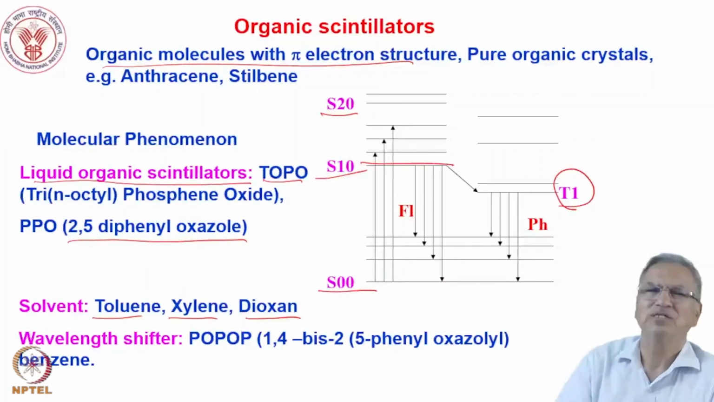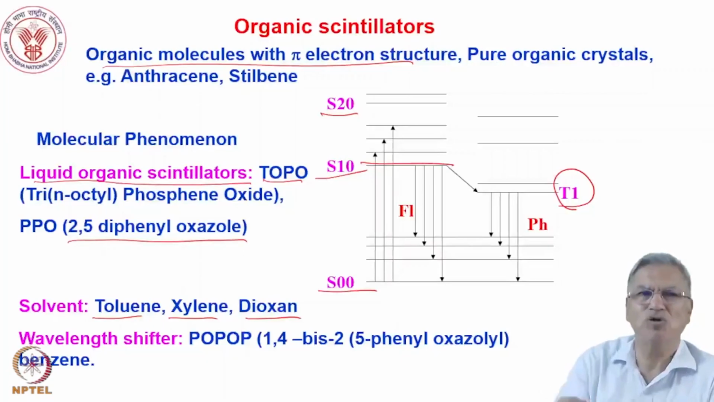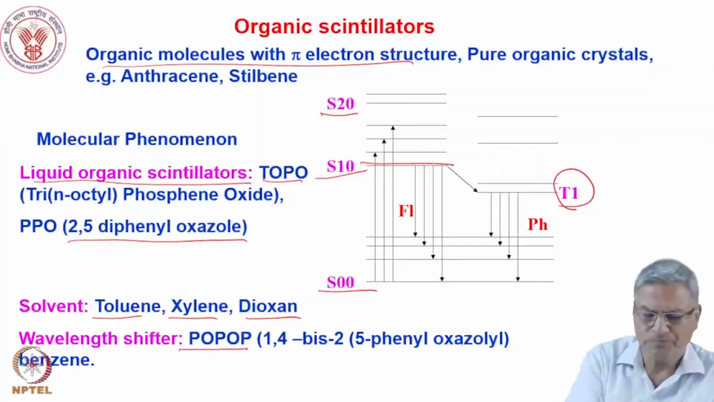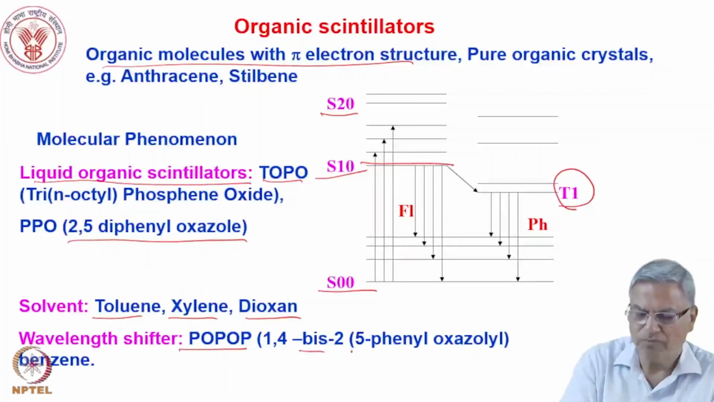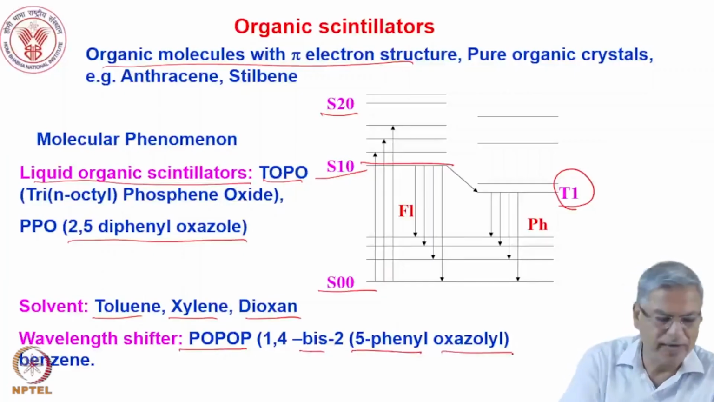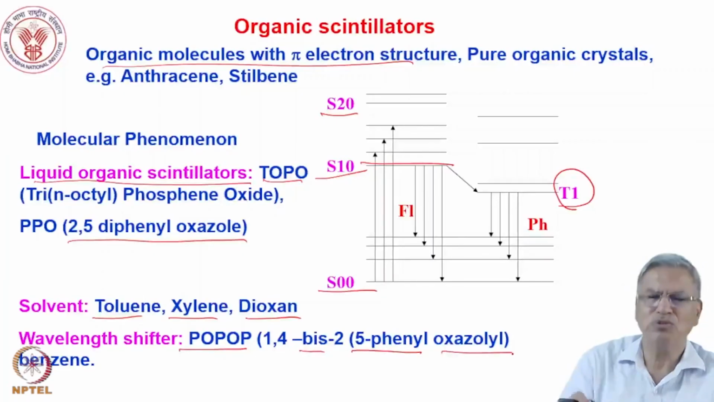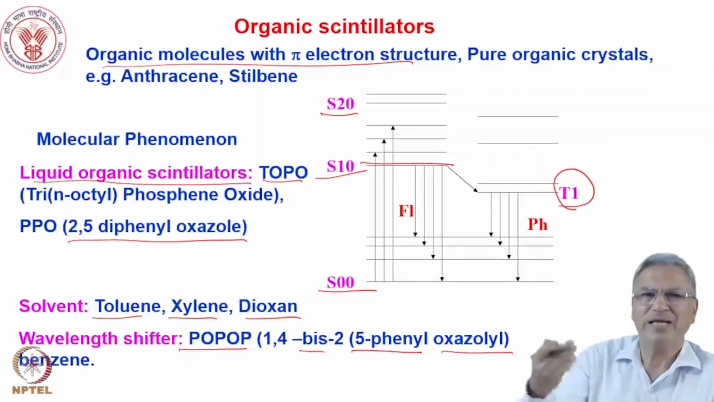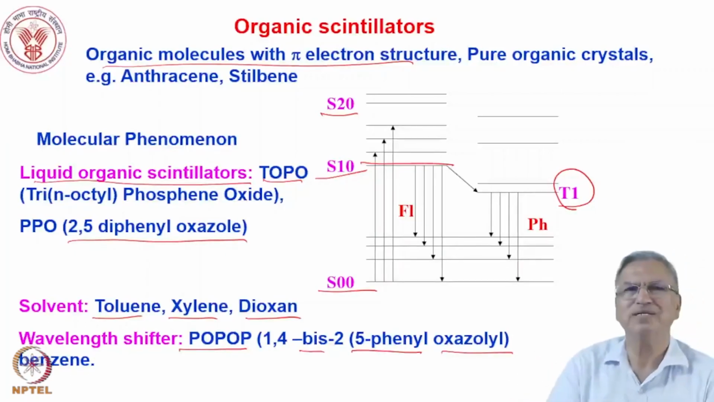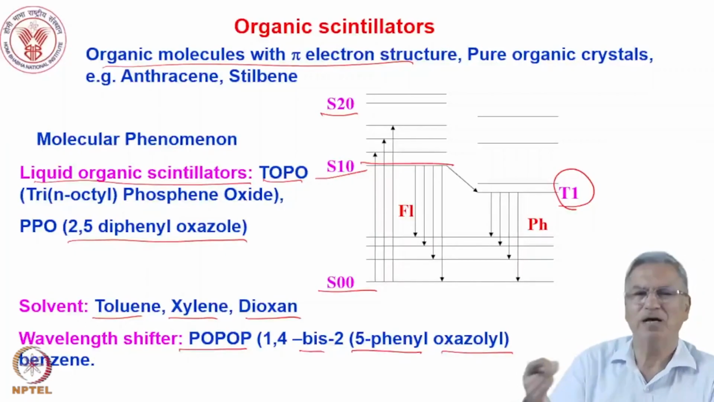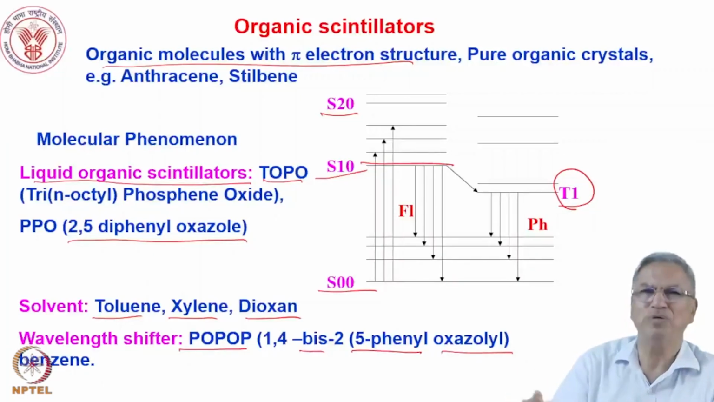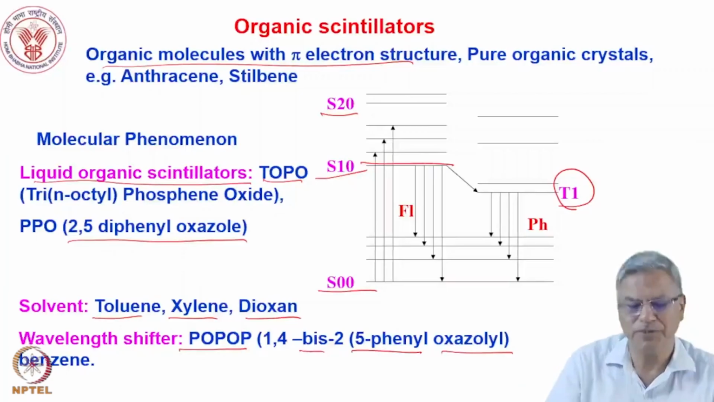So you use some other reagents called wavelength shifter, like POPOP, 1,4-bis-2,5-phenyl oxazolyl benzene. So these molecules take the radiation from the fluorescing molecule, get excited, and redshift the light that is emitted. So you have a redshift. Then the light that is emitted from these molecules will be compatible with the PMT.